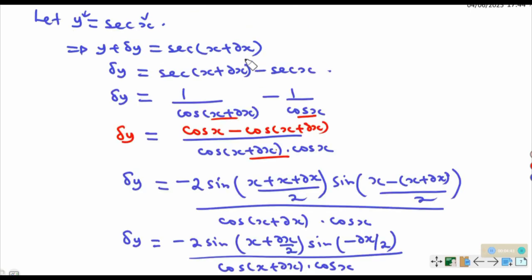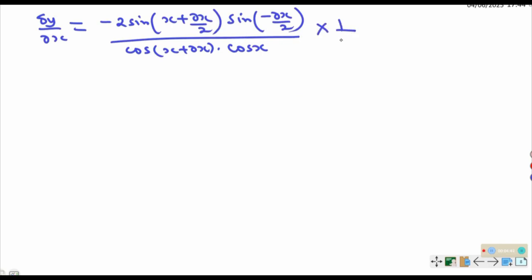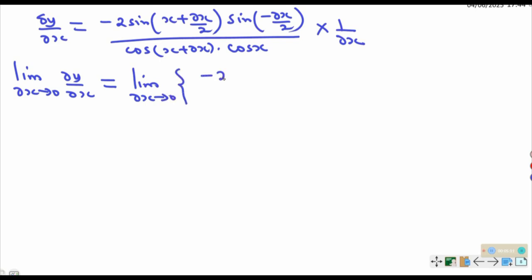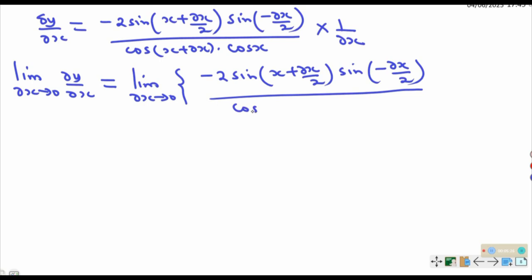So that is what we are having, but we are dividing through by delta x, so let us multiply this side by 1 upon delta x. Don't forget, if you divide this side by delta x, do the same at the other side. Now let us take the limit. Limit when delta x is tending to 0 of delta y upon delta x will be the same as taking the limit on the right hand side as well of -2 sine of x plus delta x upon 2 sine of negative delta x upon 2. Then the whole of this is divided by cos of x plus delta x, then times cos of x. But we are multiplying by 1 upon delta x.